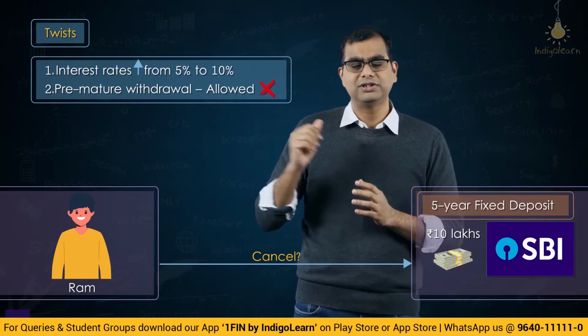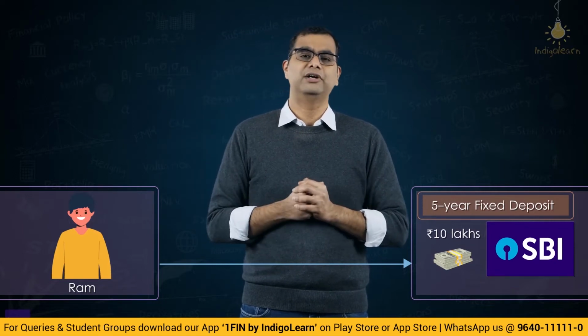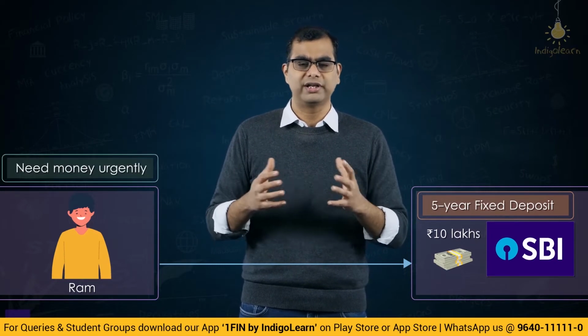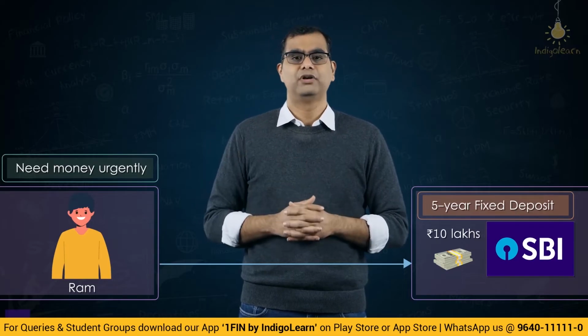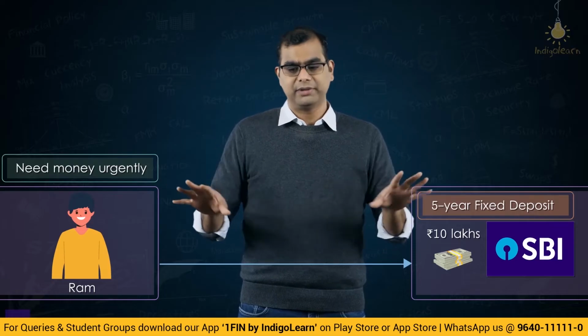Now, let us come to the third twist. You, Ram, suddenly require money. Urgently, you're constructing a house, you urgently want money. Correct? Now, you don't have any other money. The only money that you have is this fixed deposit.